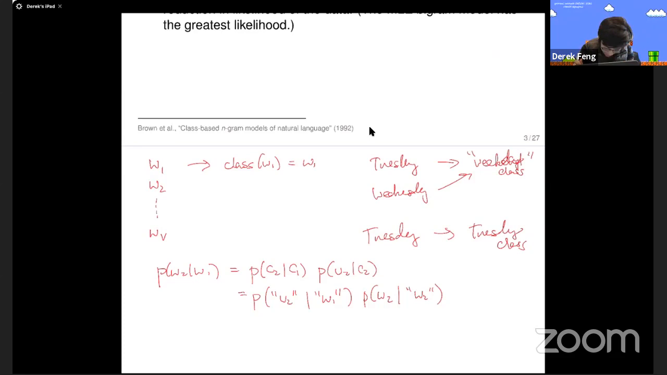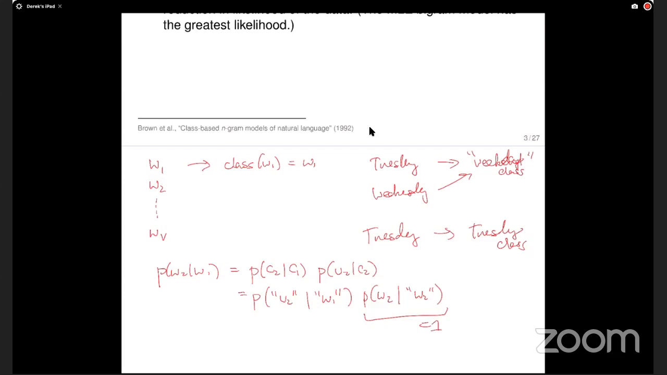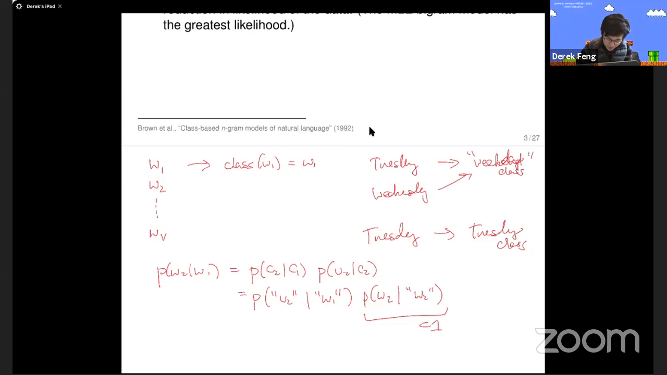So I have the quotation marks here. That basically corresponds to the class, right? And this class has only one element, it's just W2, right? So what's this probability? Anyone, everyone? One. Yay, good, okay. Yes. Just making sure you're all following. Well, now I only know Curtis is following, but that will suffice.